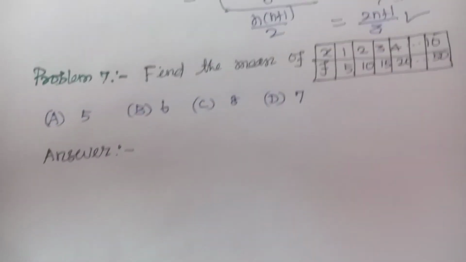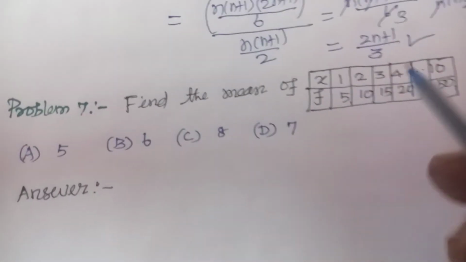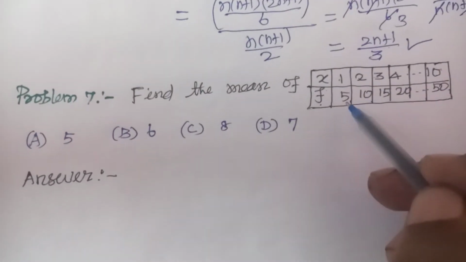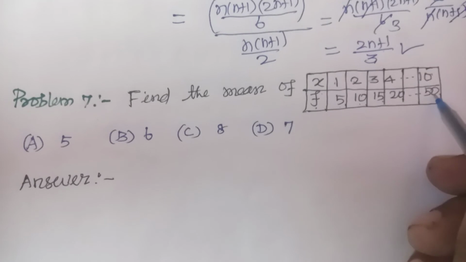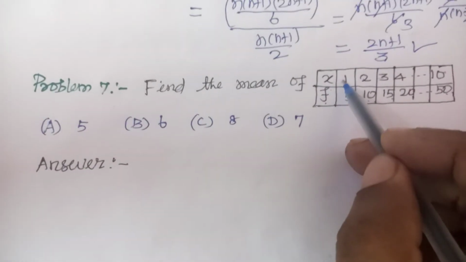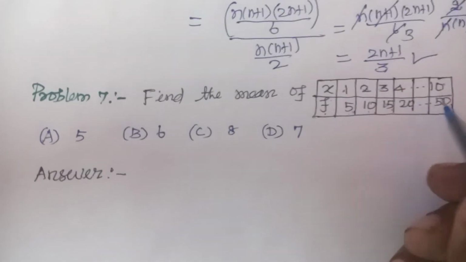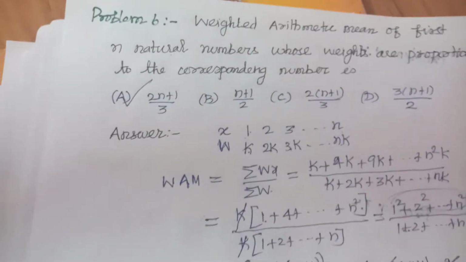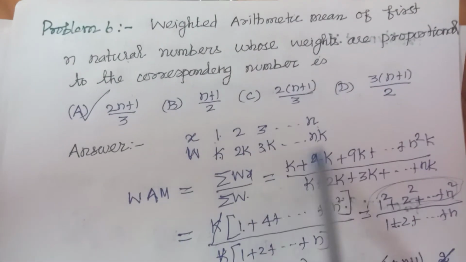Seventh problem. Find the mean of the frequency table given: x with corresponding f. x is 1, 2, 3, 4, 5, etc., 10 and f is 5, 10, 15, etc., 50, which is multiplied by 5: 5 into 1 is 5, 5 into 2 is 10, 5 into 3 is 15, etc., 5 into 10 is 50. So the combined mean is the weighted arithmetic mean formula.